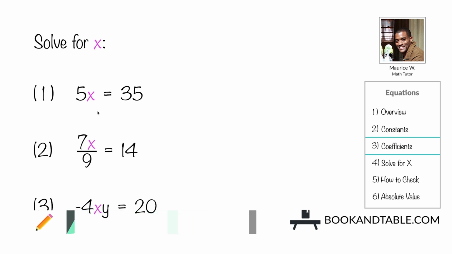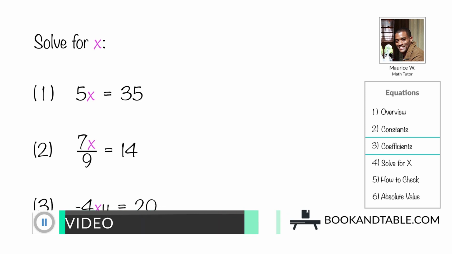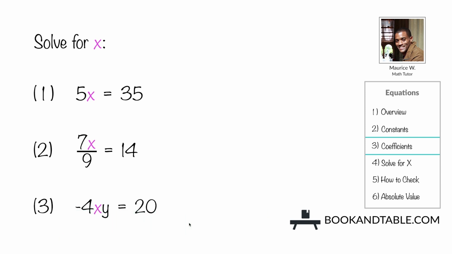Solve for X. Question number 1, 5X is equal to 35. Question number 2, 7X over 9 is equal to 14. And question number 3, negative 4XY is equal to 20. Pause the video for a moment, solve these questions, and then press play when you are ready.